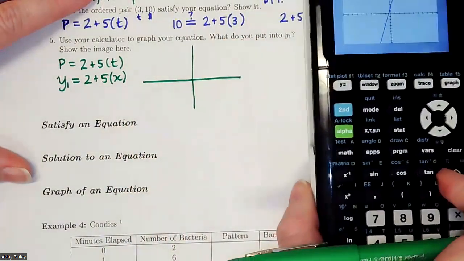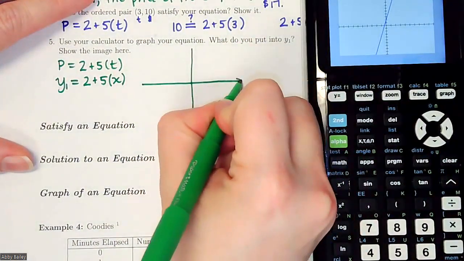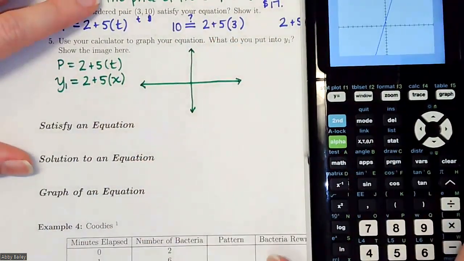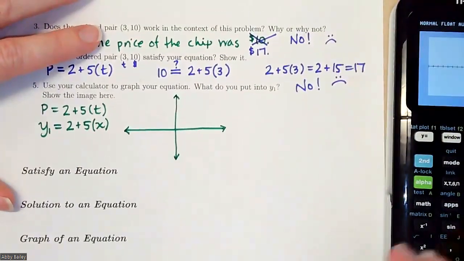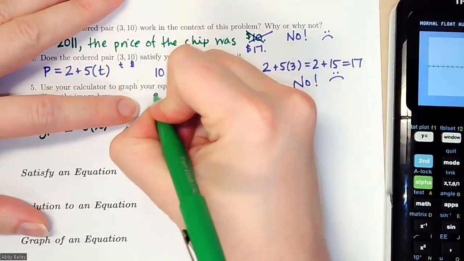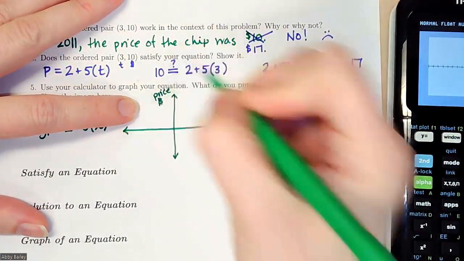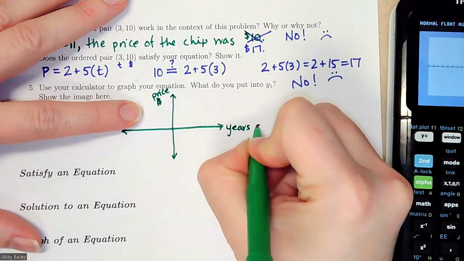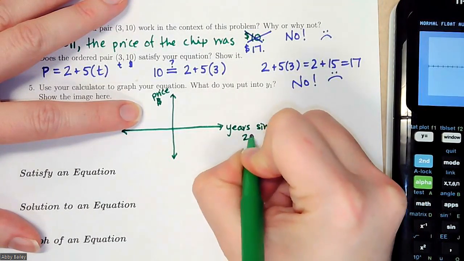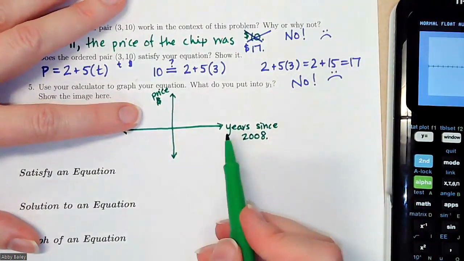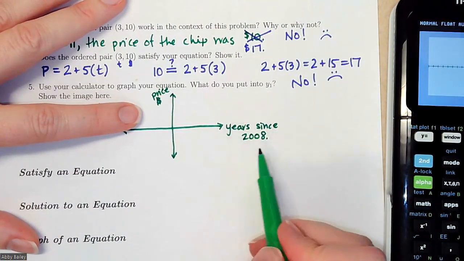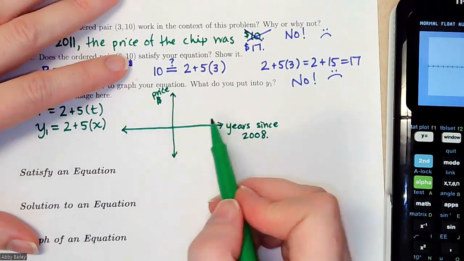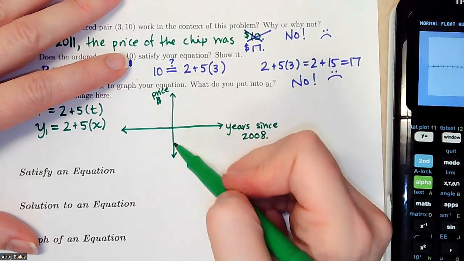A couple of things. I want to label. I really think labels are one of the most important things that you can put in here. So this is price in dollars, and this is years since 2008. And what I want you to see is that the explanatory, the independent variable, goes here, and the dependent goes on the vertical. So this is time, and this is the price.